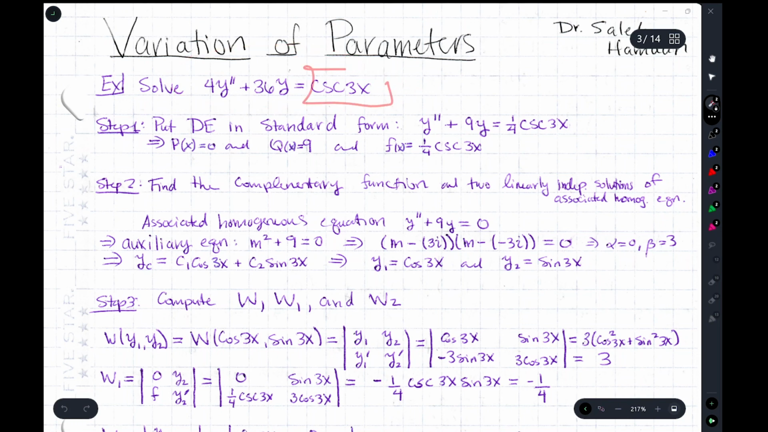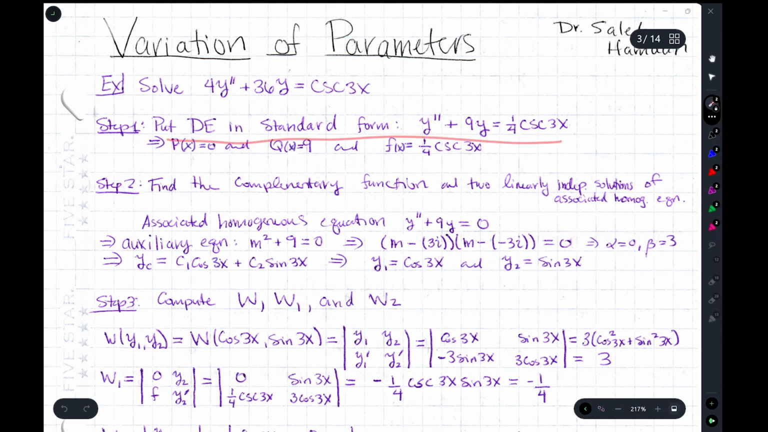Now notice this does not fit in the form of the undetermined coefficients method. Okay, so that wouldn't work. We've got to do something different, and we're going to use variation of parameters. So we'll go slow for the first example and go step by step.